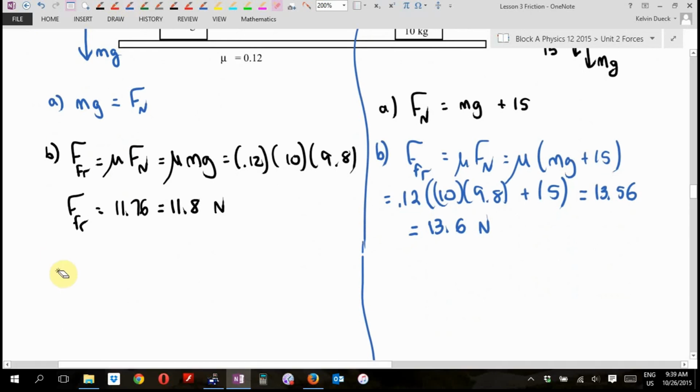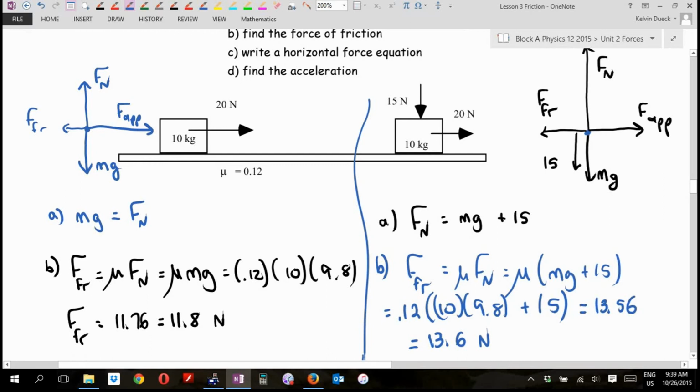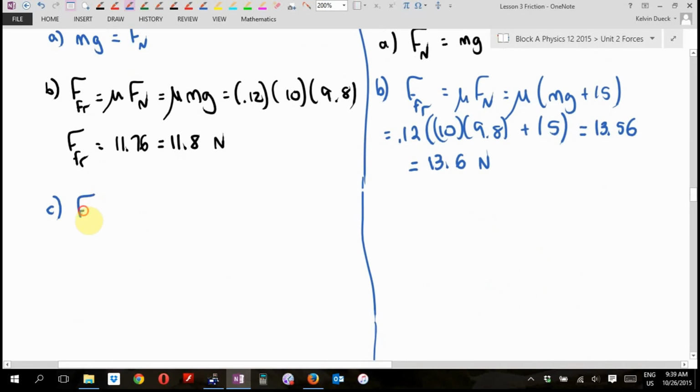Hey, let's keep going. Faizan, let's keep going. It says write a horizontal force equation. See my free body diagram? Who's winning? The applied force. Who's losing? The friction. So my equation's going to be winner minus loser equals MA.